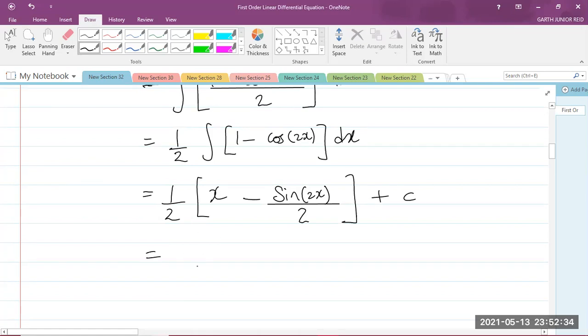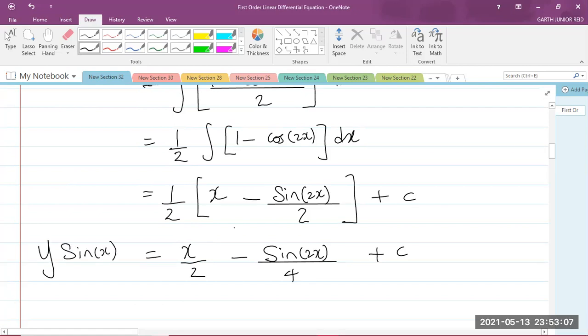I'm just going to expand the brackets now. So half times x is going to be x divided by 2 minus the sine of 2x, and I'm dividing that by 4. So when you bring the half inside for the second term, you get sine 2x over 2 times 2, which is 4, plus c, of course. And remember now that my left-hand side is y multiplied by the sine of x. Okay, good. That is what we have.